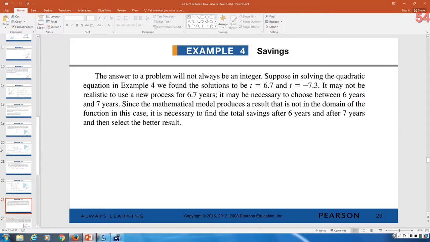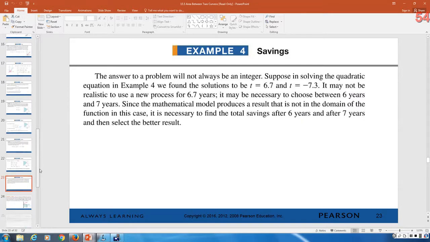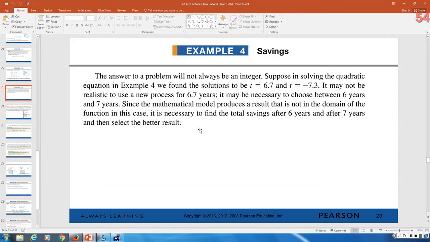Okay, the second application we'll do in a minute, but I want you to keep in mind that sometimes your intersection point, your solutions, are not going to be integer values. Sometimes you're going to get decimals and fractions. So an example for the solutions were 6.7 and negative 7.3. We threw out the negative 7.3. It might not be realistic to find a new process for 6.7 years.